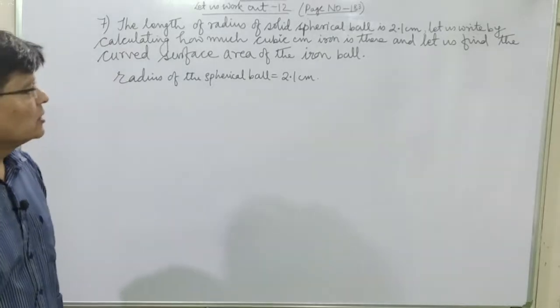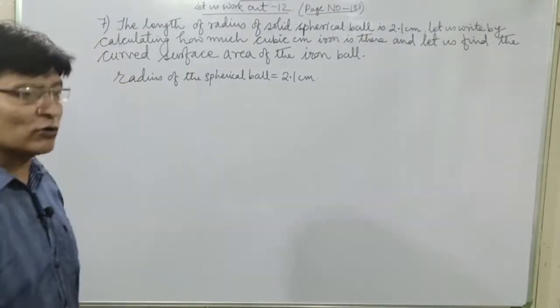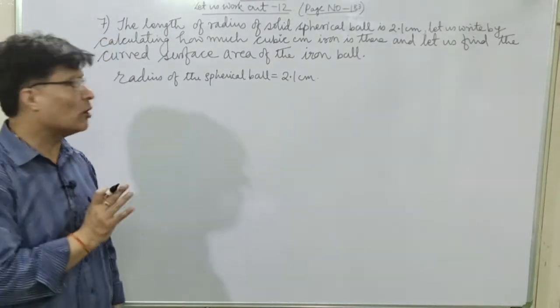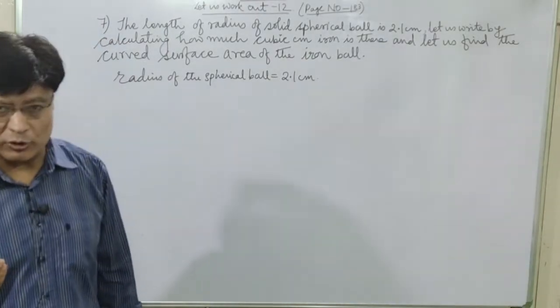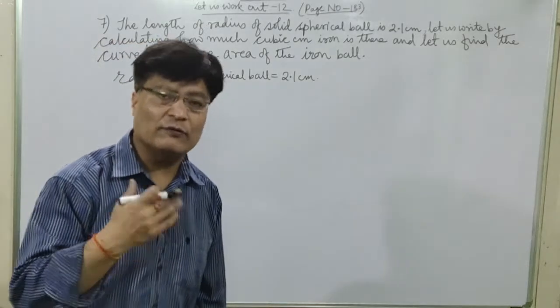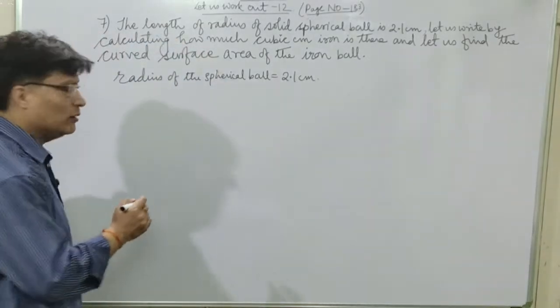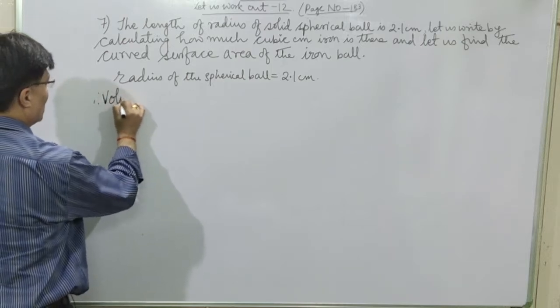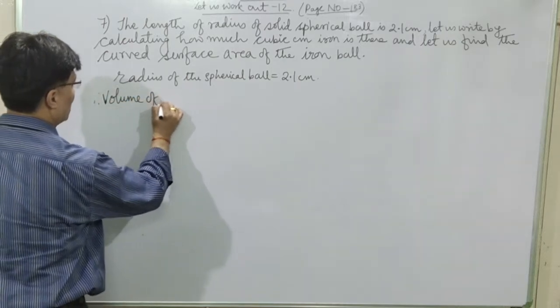Okay. So now in this case you have to find out how many cubic centimeter of iron is there in the ball. त्यो बल मा चाहिँ कति क्यूबिक सेन्टिमिटर आयरन छ भन्नुको मतलब चाहिँ you have to find out the volume of the spherical ball. So let us find out volume of the spherical ball.